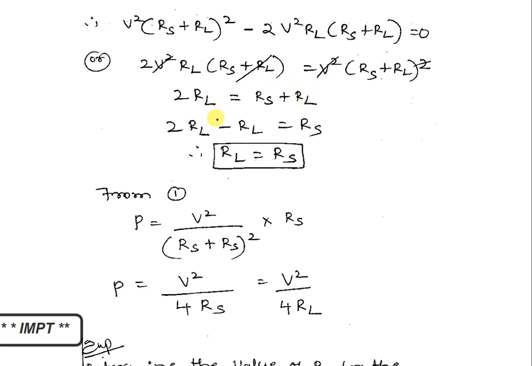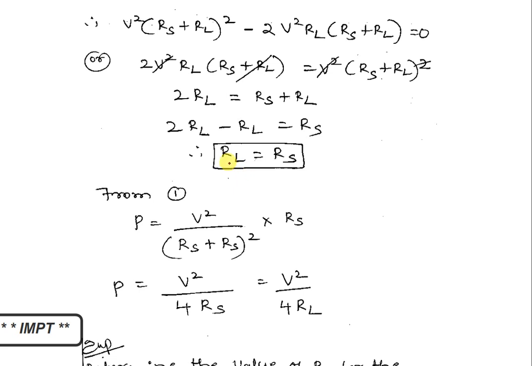So bring this RL to the left side. 2RL minus RL is equal to Rs, so RL is equal to Rs. So this is proved. Hence we proved that for maximum power, dP by dRL is equal to 0, and we derived RL is equal to Rs.